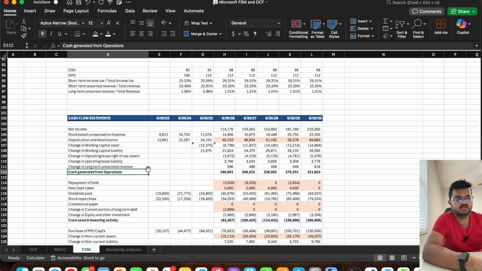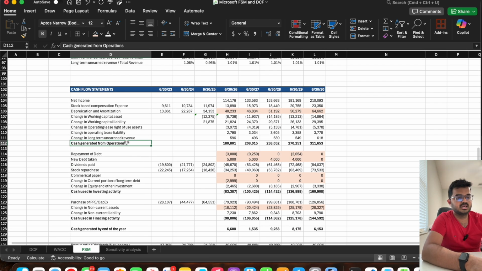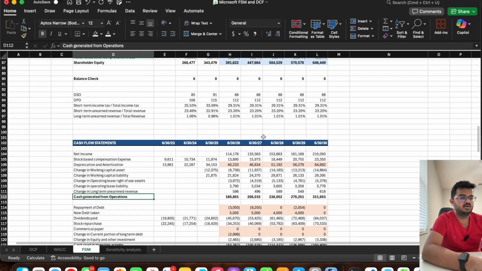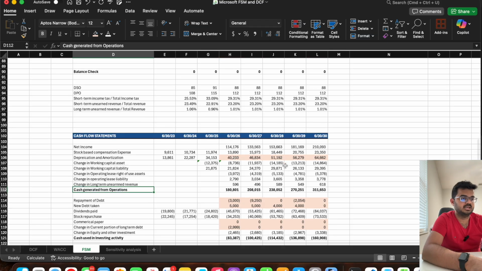In the cash flow statement, we will go through all three steps: cash from operations, cash used in investing activity, and cash used in financing activity. On top of it, you could note that there are some line items in the balance sheet which are marked in a different color, and the same with the cash flow statement.